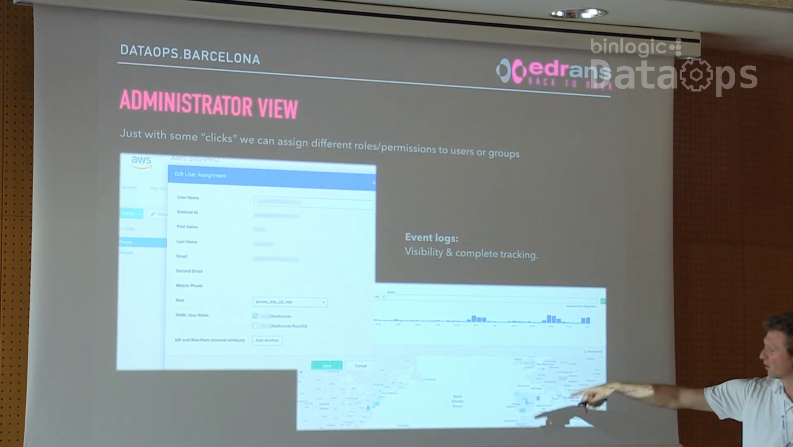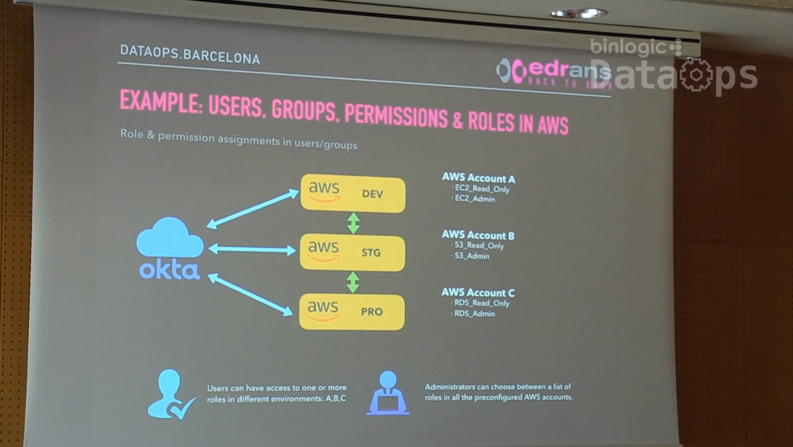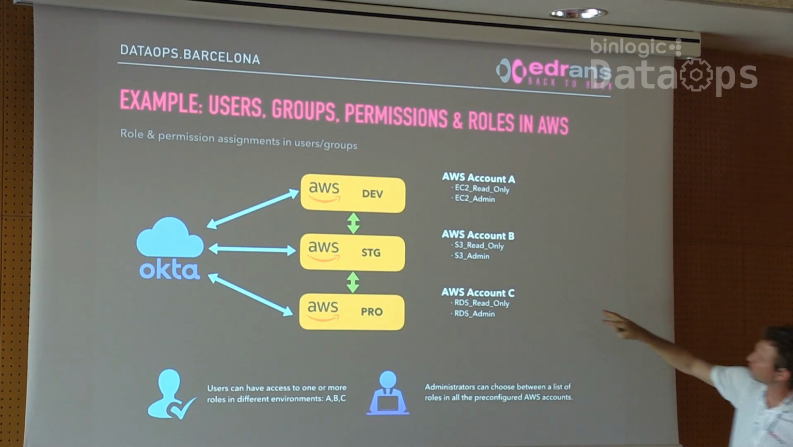This is the log console in the security tab where we can see geolocation data and activity, and we can apply a lot of filters. Okay, this is the AWS example I was talking about before. Role and permission assignments in users and groups. For example, here we have our identity provider, 3 different AWS environments, and 3 teams, or, well, whatever.